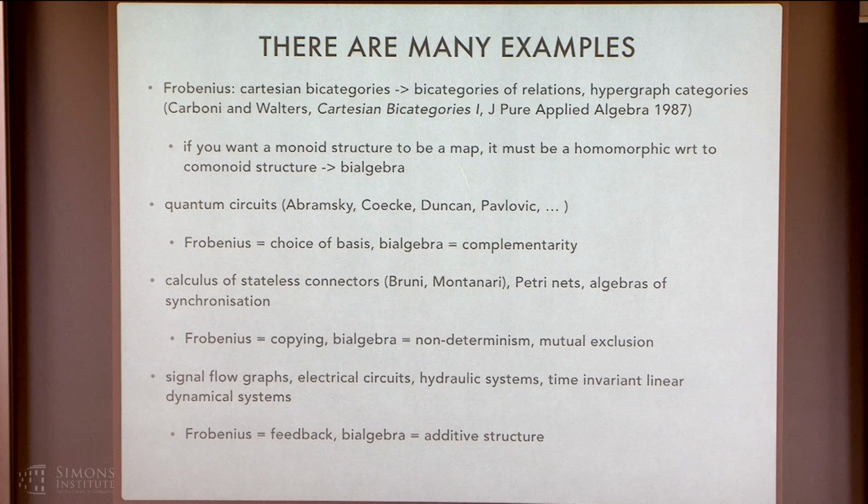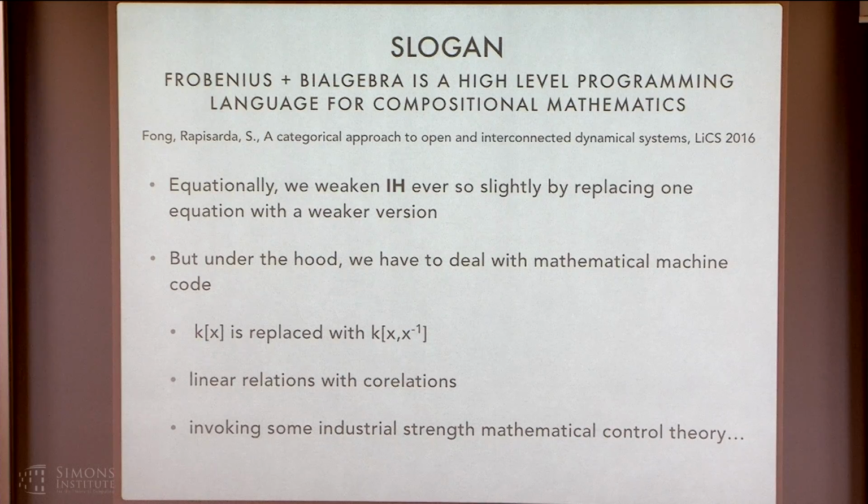Okay, so we've seen so many examples in this workshop. We've seen them in quantum, and they've actually showed up previously in the work of Ugo, for example. We've seen a whole bunch of them in this talk. The stuff called Cartesian bicategories, in which you see this a lot. So somehow Frobenius and bialgebra is a high-level programming language for compositional mathematics.